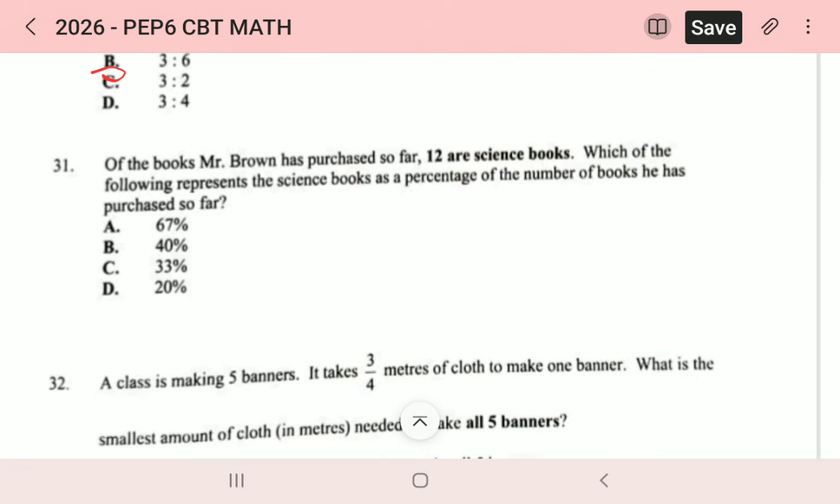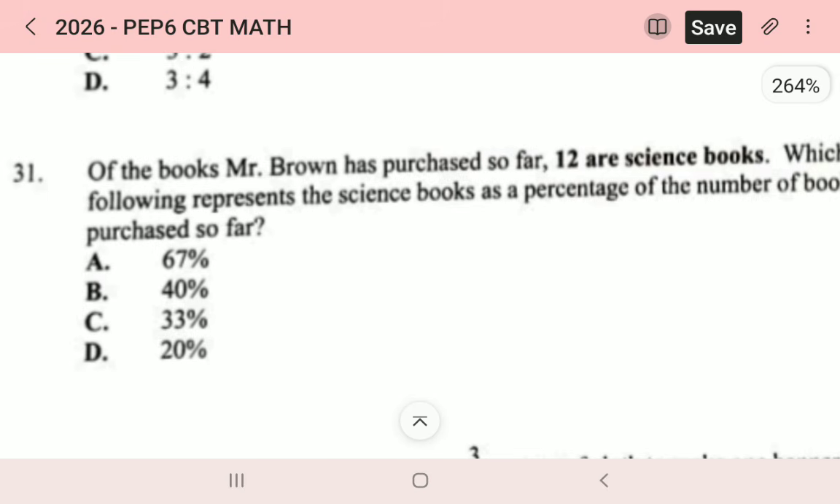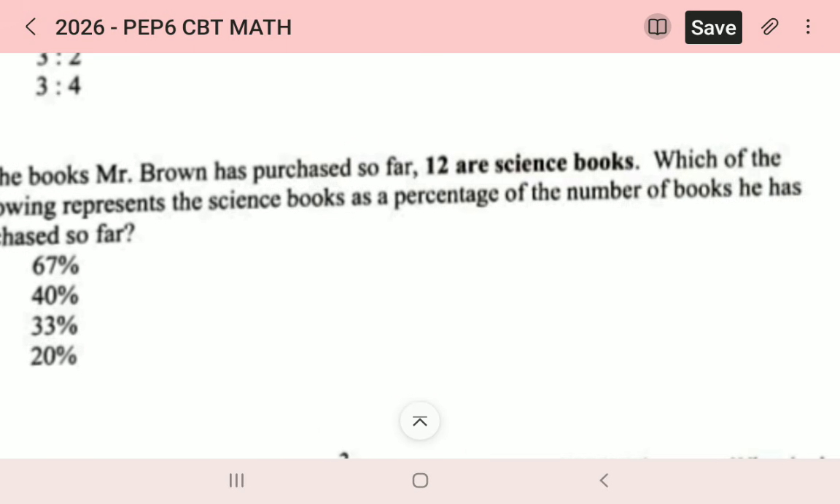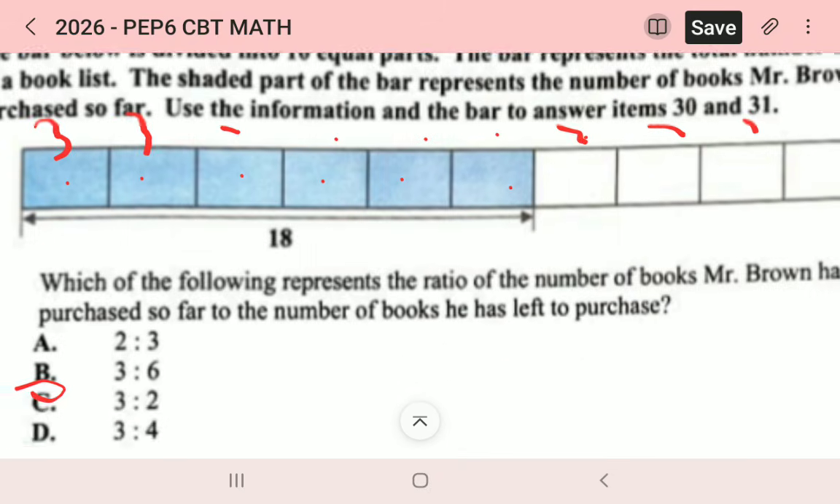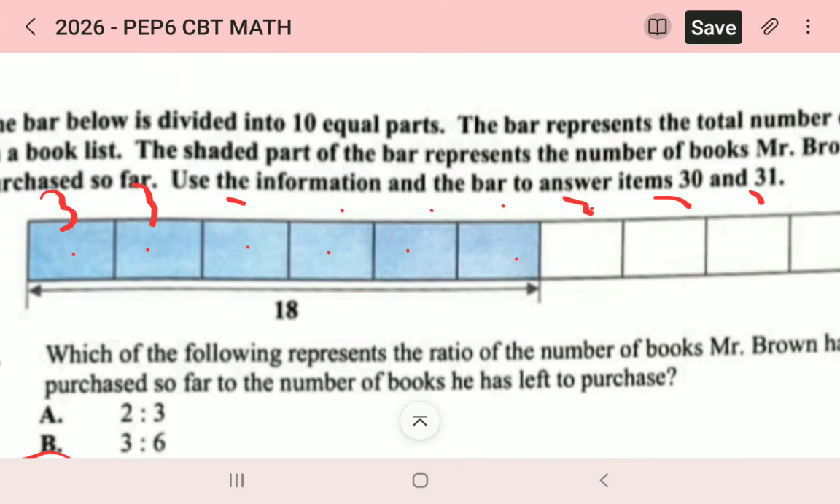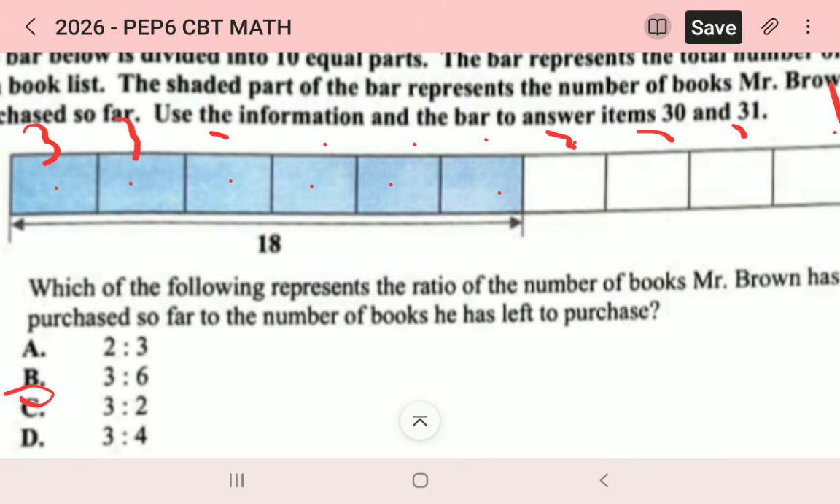Where am I now? 31. Of the books Mr. Brown has purchased so far, 12 are science books. Which of the following represents the science books as a percent of the number of books he has purchased so far? So which is the science book? Let's read again. Of the books he has purchased, 12 of them are science. So let's look. He has purchased 18 and 12 of them are science.